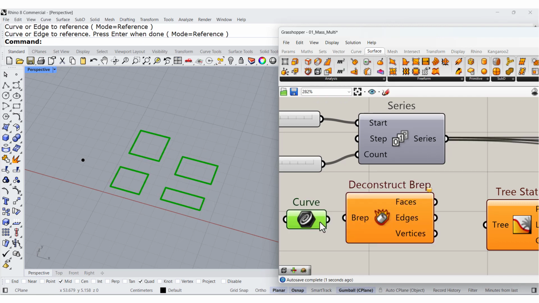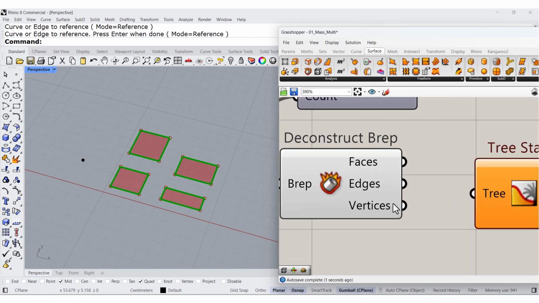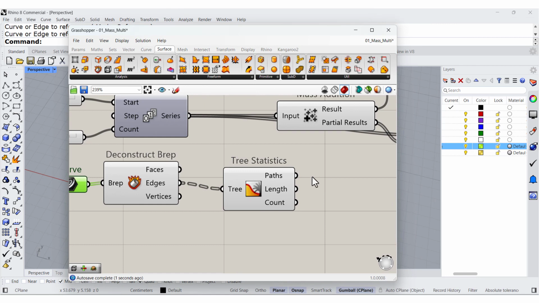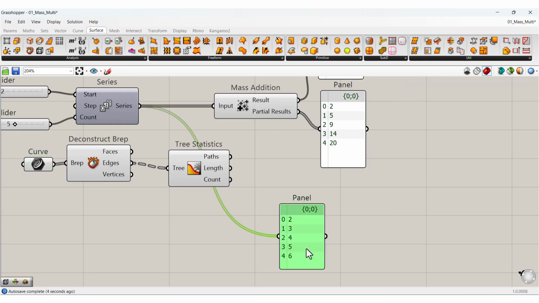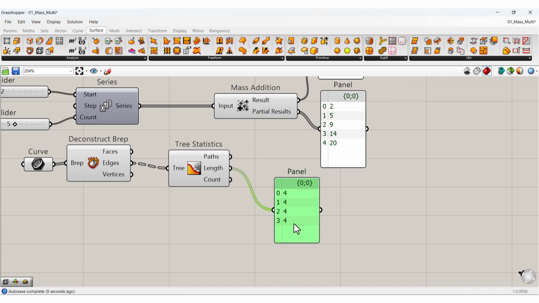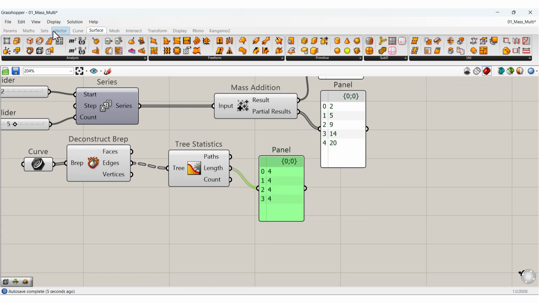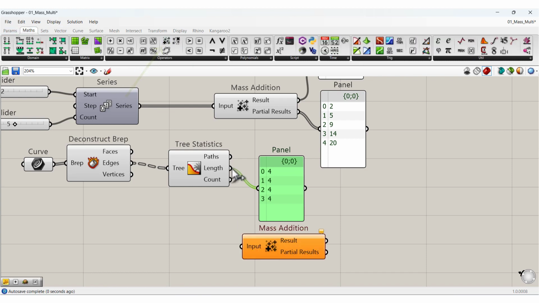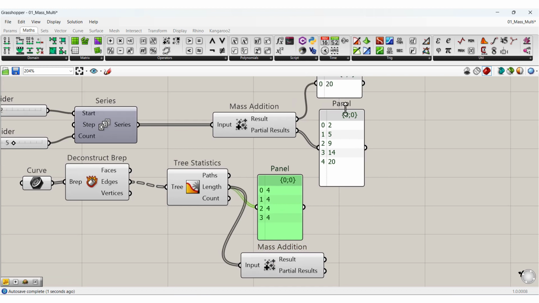deconstruct, notice that I have a tree with 4 branches, and each branch has 4 items. If I connect this one over here, we can easily see that each branch has 4 items. So I can easily go to mass addition and look at how many items I have on that tree.